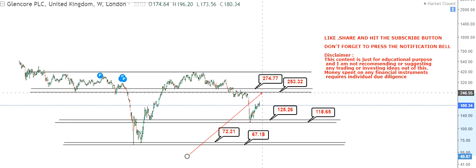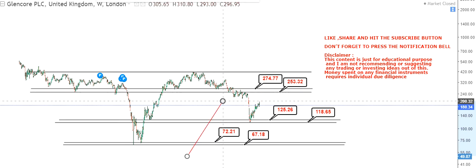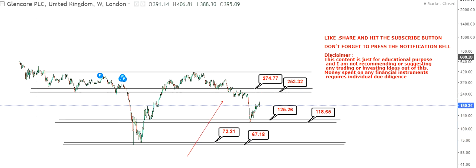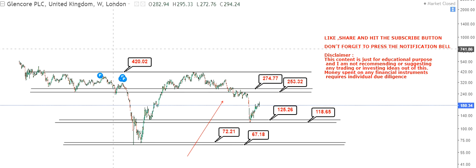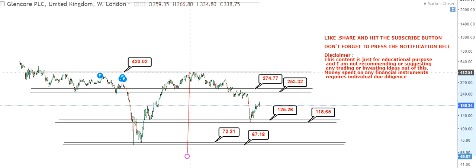Now we need to see whether it will stay at 253 or it will go and touch 274 and cross over 274 and stay above that. That we need to check. Once it stays above 274, the big target will come at around 420, which will be our target for the time being if we are very much bullish on the stock.